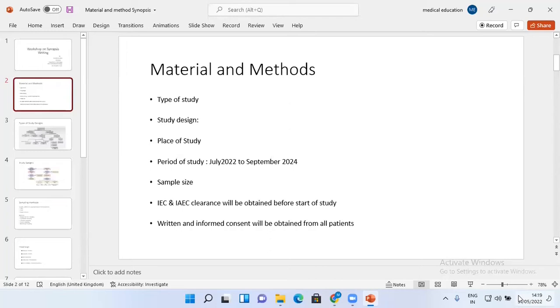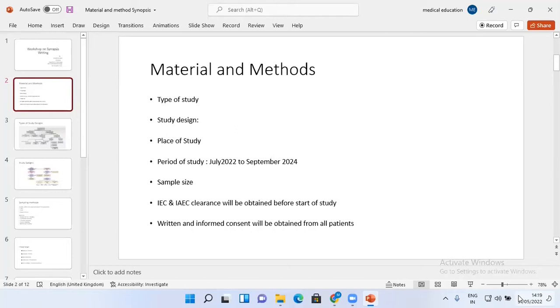Then comes the sample size calculation. You are going to write what sample size you have calculated, and you are also supposed to mention how you arrived at the sample size. Now, how to calculate sample size will be covered in detail by Dr. Jadhav, and he will be teaching you how to calculate the sample size.